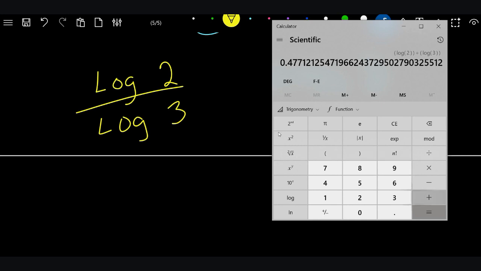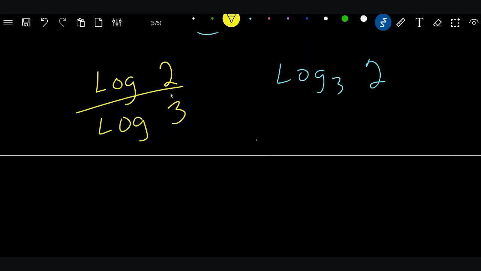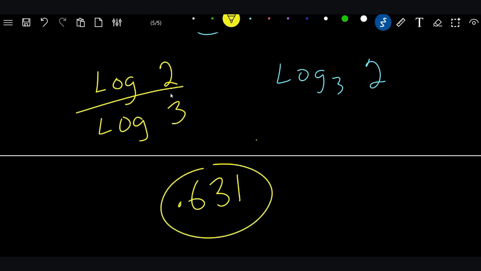Again, your sequence might be a little different there. You might have to push log button first. I have to push the number first, then the log. Equals 0.6309, or 0.631. 0.631 would be our answer to that problem right there. And that's bacon, don't forget. That's approximately. Why? Because we rounded off.